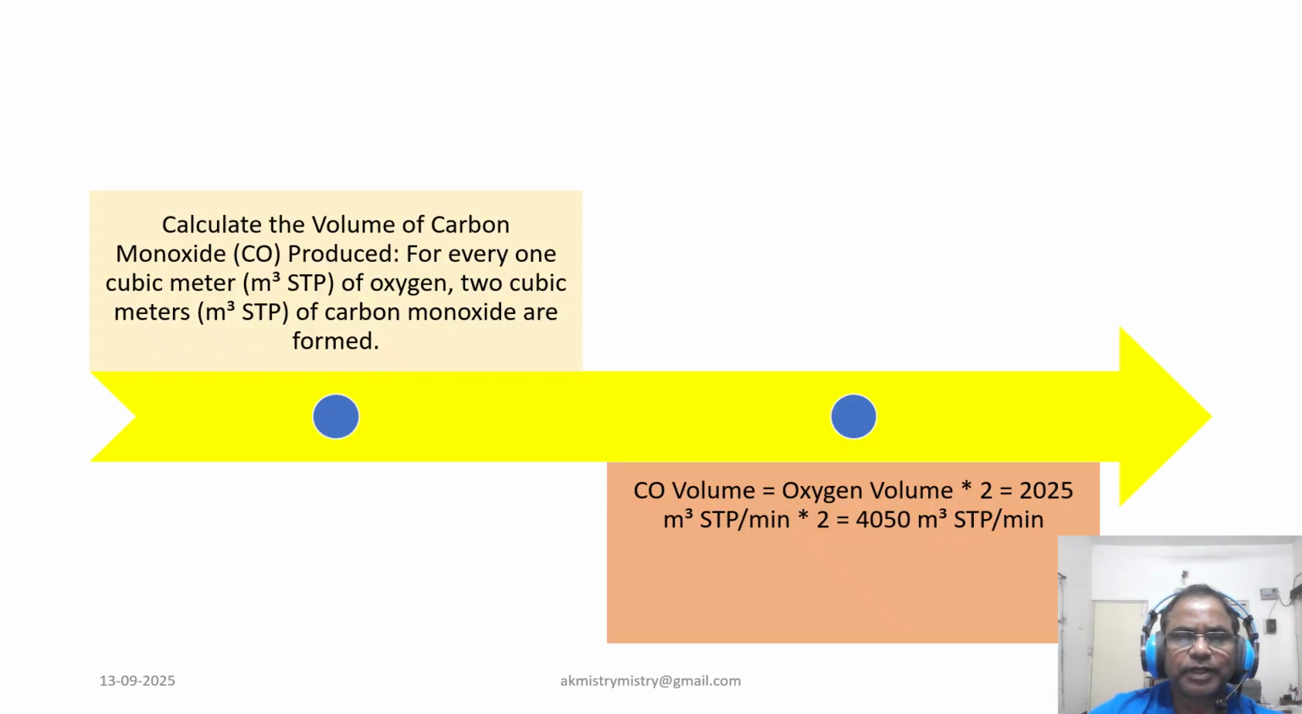Now coming to our next slide about carbon monoxide produced. Moving on, we estimate the volume of carbon monoxide produced. For each cubic meter of oxygen, 2 cubic meters of carbon monoxide are generated based on the blast furnace reduction reaction. So multiply oxygen volume by 2: 2025 multiplied by 2 is equal to 4050 meter cube per minute of carbon monoxide produced. This step is key for estimating Bosch gas composition.